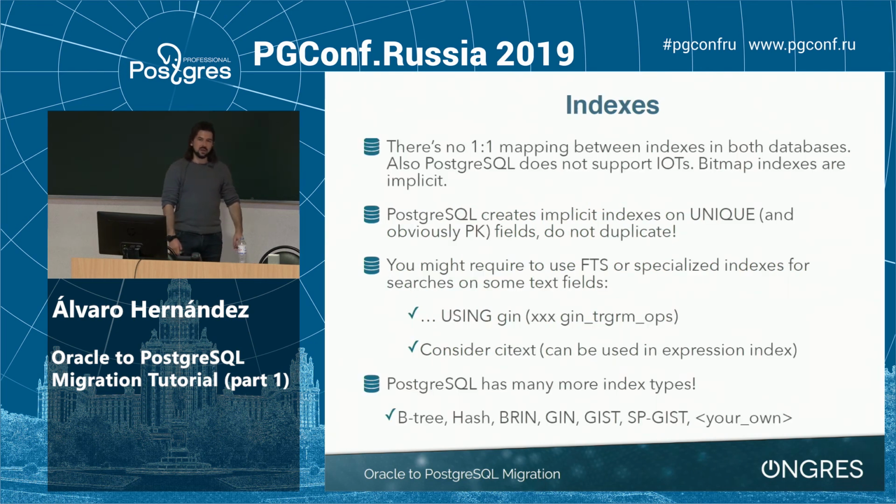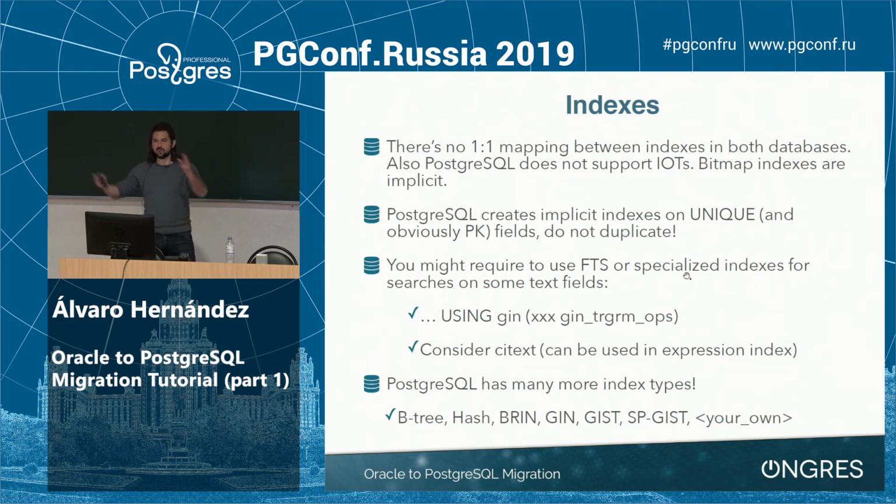Indexes. This is also an important topic because there's no one-to-one mapping between the Oracle indexes and Postgres indexes. The B-tree indexes, yes, they're everywhere, and actually both Postgres and Oracle support advanced functionality on indexes, like expression indexes, but there are differences. For example, Oracle has bitmap indexes. And this is something that a lot of people ask for. Oh, how do I create this bitmap index in Postgres?